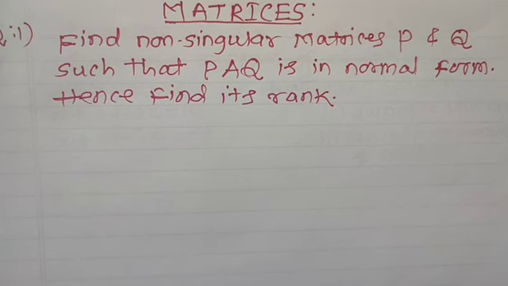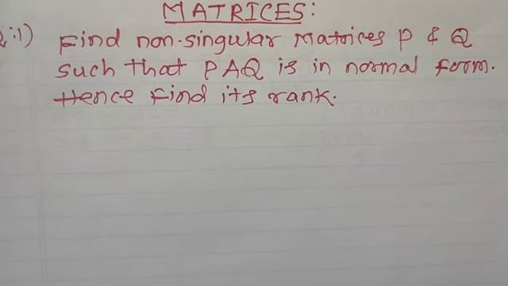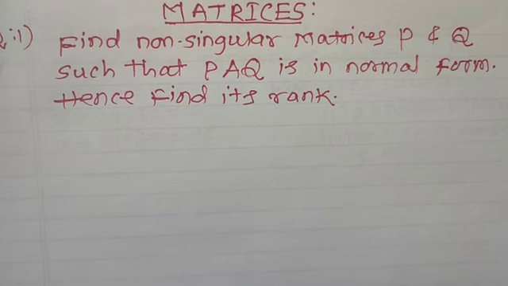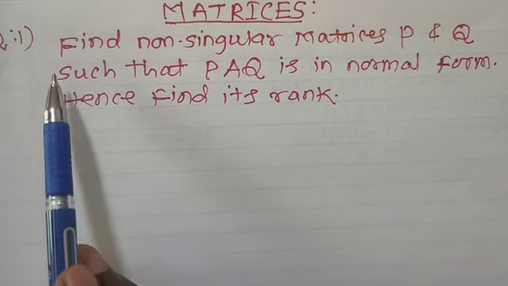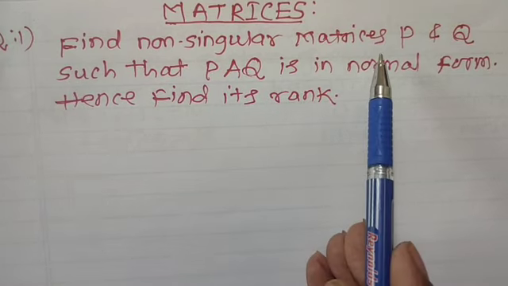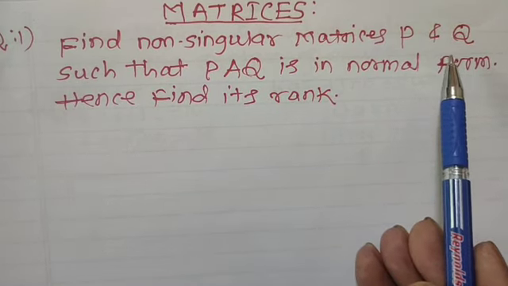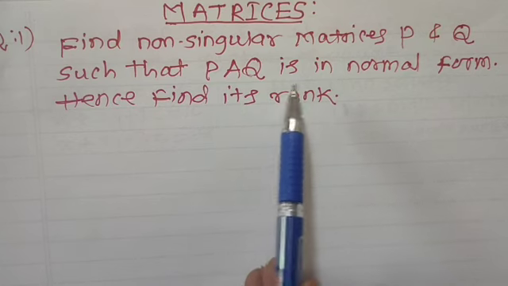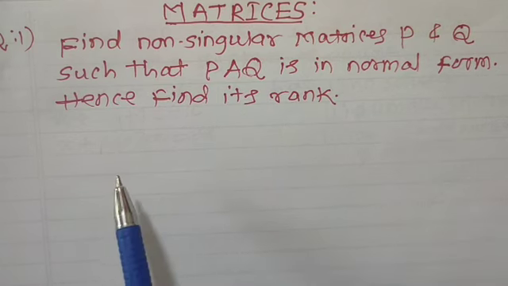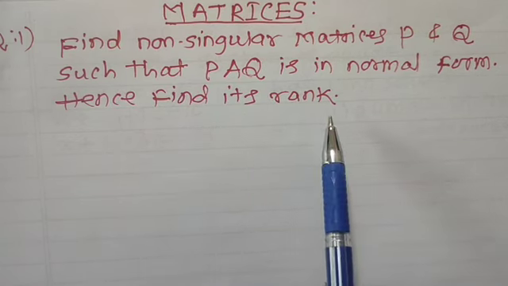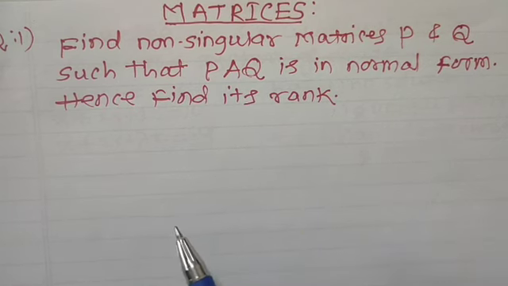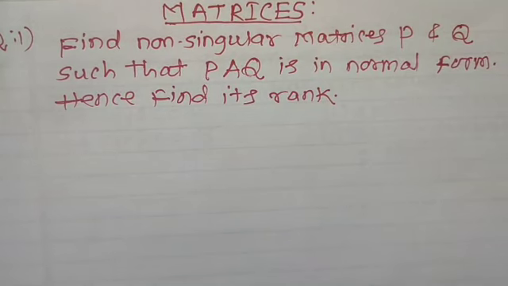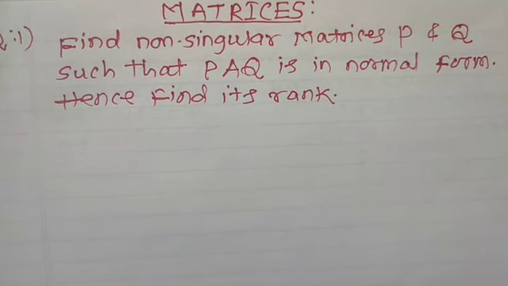Hello everyone. Today we are going to solve problems on PAQ form, that is normal form of matrices. Sum number 1 is find non-singular matrices P and Q such that PAQ is in normal form. Hence find its rank. First of all, we have to express given matrix in its normal form and then we have to find out its rank.